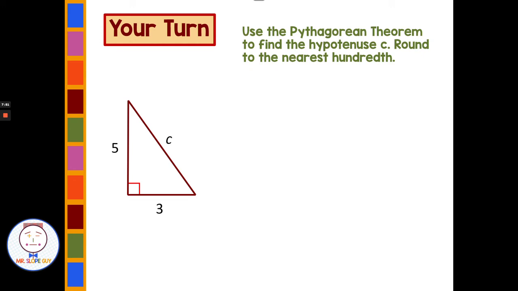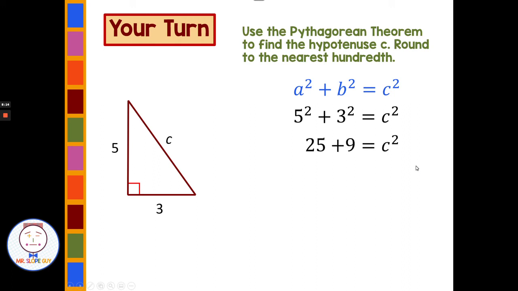All right, welcome back. We're going to start every problem with writing the Pythagorean Theorem. A squared plus B squared equals C squared. This one, we know we're missing the C. The 5 and the 3 can be A and B in either order. I could have 5 squared plus 3 squared or 3 squared plus 5 squared. Either way will be fine. C squared, the C has to be the missing number. 5 squared is 25. 3 squared is 9. 25 plus 9 is 34.